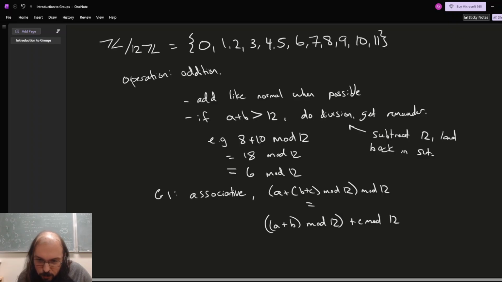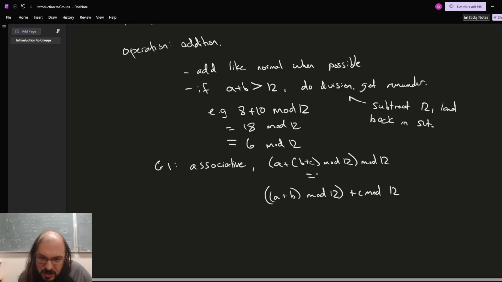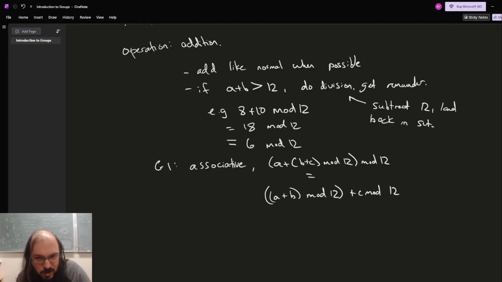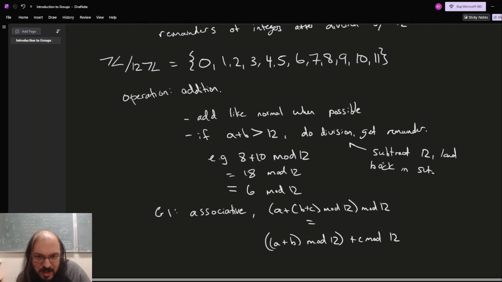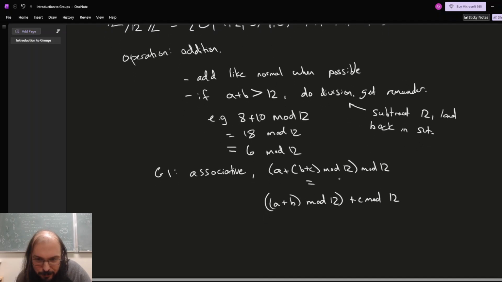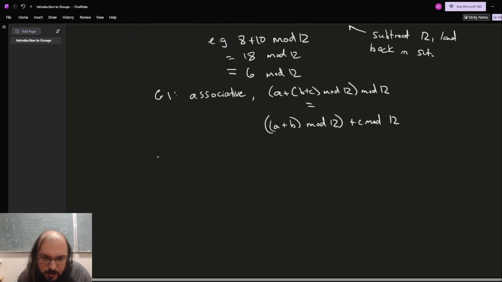I know this is quite a bit to look at here, but what's going on? What this means is first we calculate b plus c and subtract 12 if we have to, and then we add a and subtract 12 if we have to. This is saying first do a plus b, subtract 12 if you have to, then add c and subtract 12 if you have to. Well, both of these things could be thought of as just adding up all three of the numbers and then subtracting 12 however many times you have to get back into this set. And so this is a completely fine way of thinking about this.